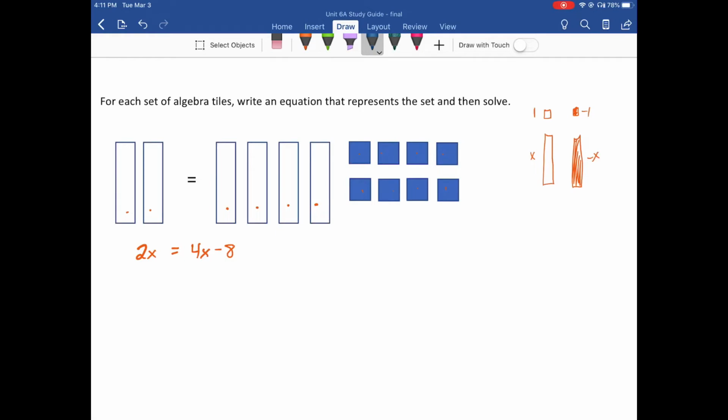And now I solve just like I would have solved in Learning Target 1 and 2. Because I have a variable on both sides of the equation and a constant only on one side, I want to get rid of that variable that's on the same side of the constant. So I want to get rid of that 4x. In order to do so, I just subtract, and I do that on both sides. When I do that, 2x minus 4x is negative 2x, and it's going to be equal to negative 8. And then I divide by my coefficient, negative 2, and x is equal to 4.